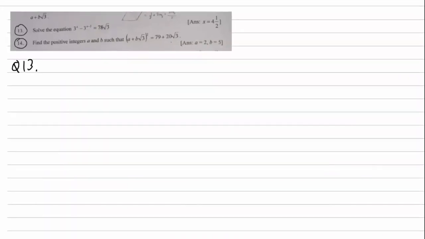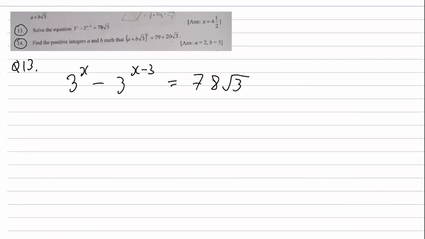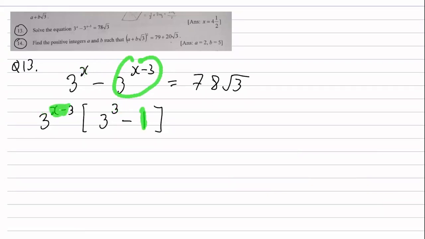So question 13 here, there's 3 power x minus 3 power x minus 3 equals 78 root 3. The challenge here is that there's a minus sign. Can you tell me which power is smaller? x minus 3. I prefer to factor out the smaller power. You can also factor out 3 power x on its own, but I prefer factoring out the negative power so that I won't get negative powers. Do you see that this is just 3 power 3 minus 1? x minus 3 plus 3 is just x. Then 3 power x minus 3 times 1 is just 3 power x minus 3.